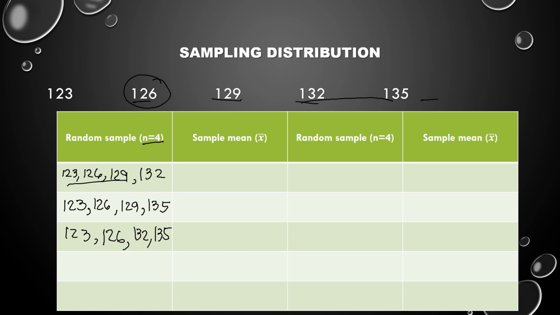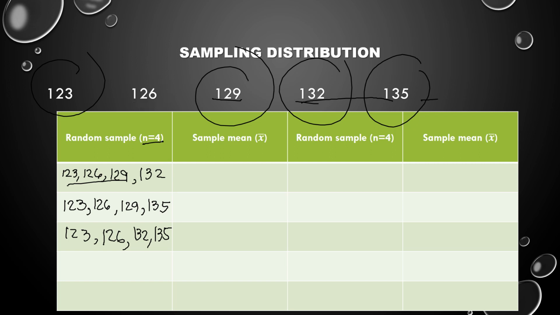We can have 123 and check if we can have 123, 129, and see if we can come up with 4 numbers in that combination. So 123, 129, 132, and 135. We've got four numbers on it, so that can be considered as one combination. So we have 123, 129, 132, and 135.